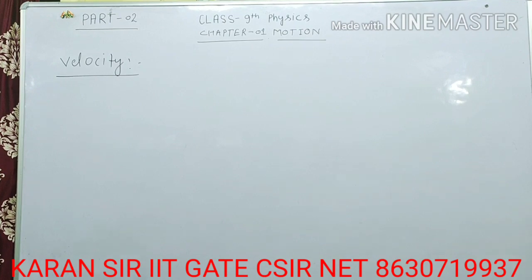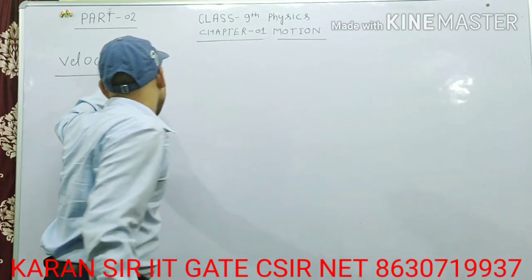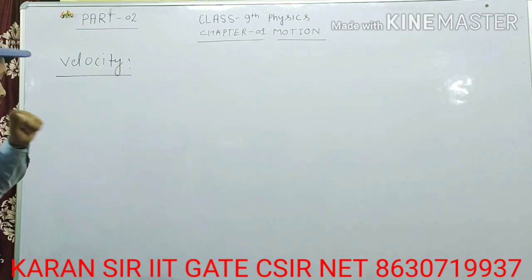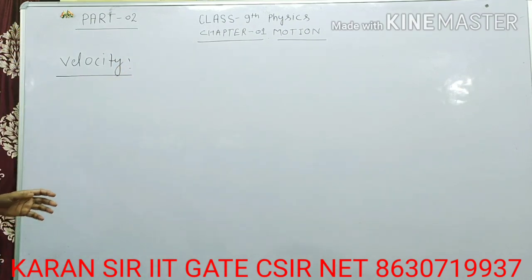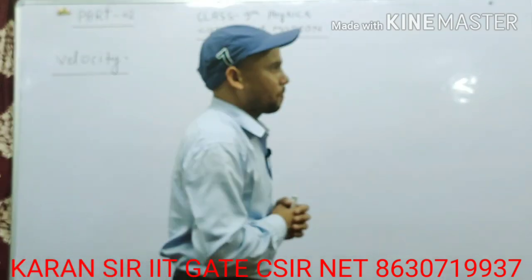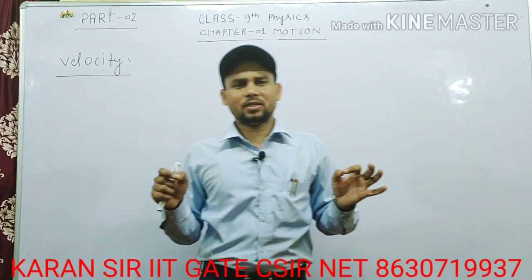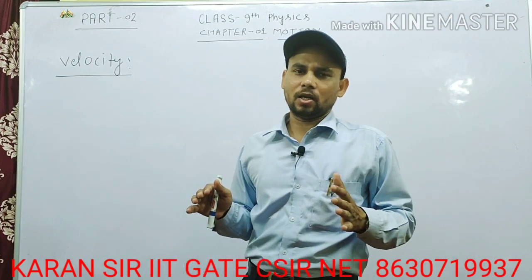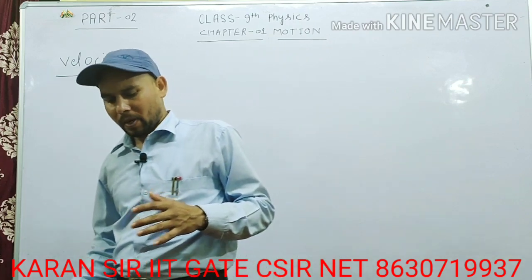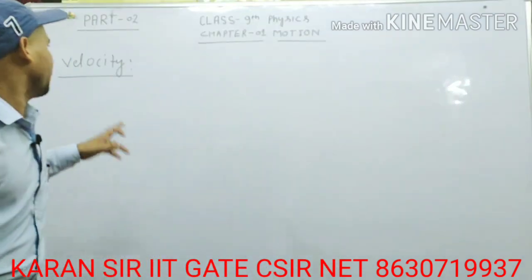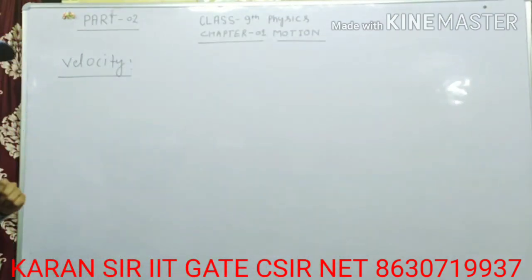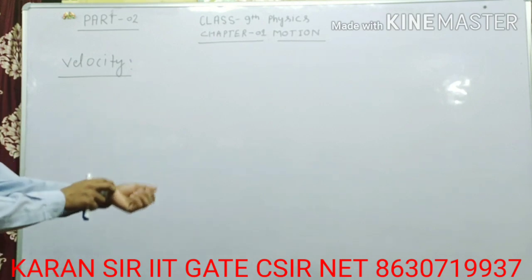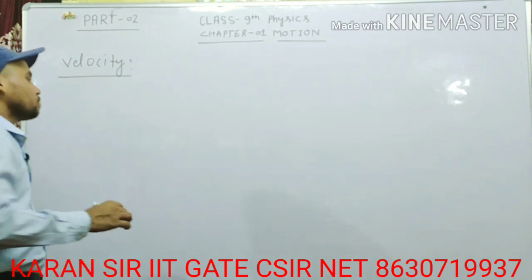Now we will discuss the velocity. Okay, so there is some difference between the speed and the velocity. Do you know the difference? The main difference is that speed has no particular direction, but the velocity has a particular direction, and velocity is a vector quantity, speed is a scalar quantity. So now we define the velocity.